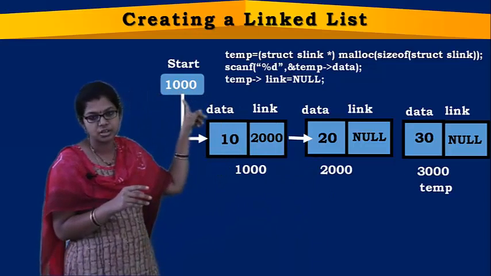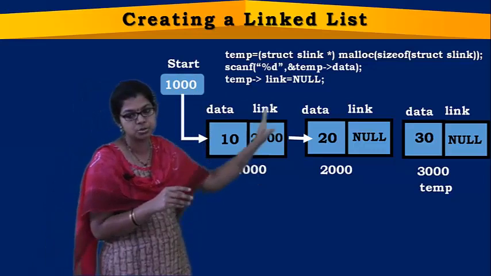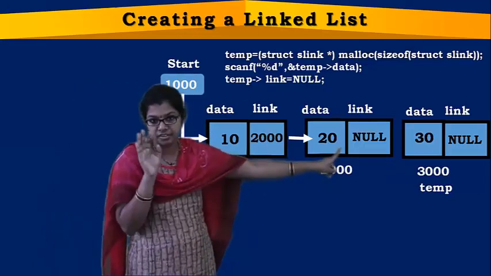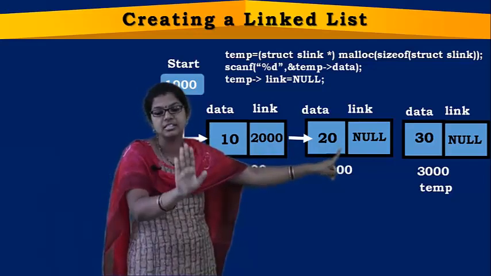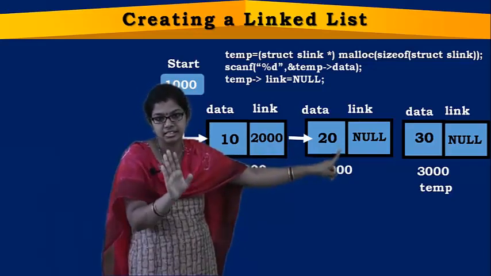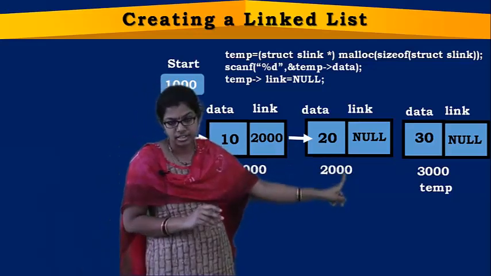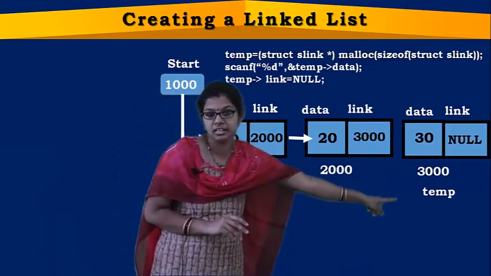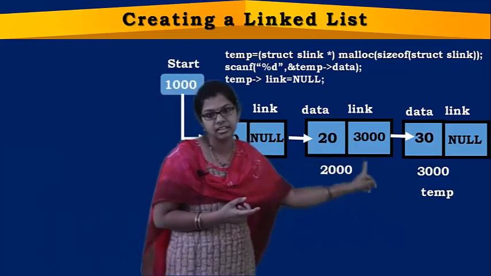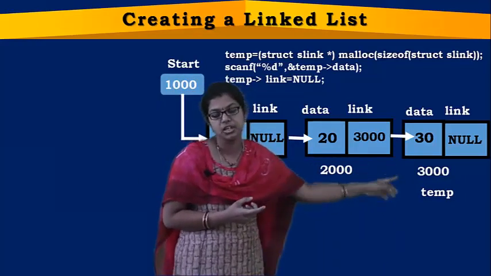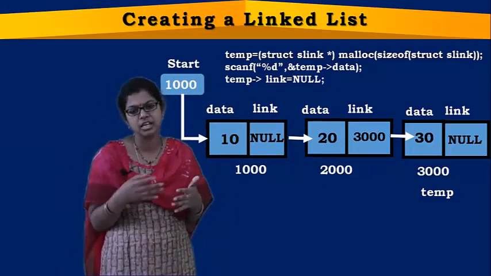So start equals 100, right? Next start of link equals 2000. Next 2000 of link is null. When some particular node's link part is null, it means that this is the end of the singly linked list. This is the last node. Now you have to establish a link with this node. This node's link part should be assigned with this temp again. So 3000 gets stored in this link part and the link gets established between these two. In this way you can insert as many nodes as you want.